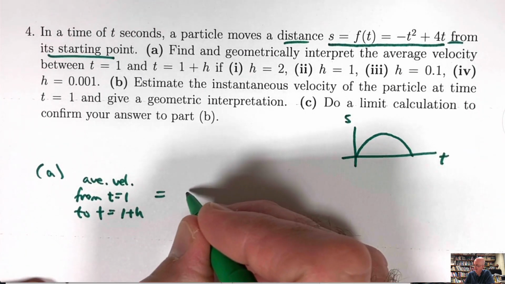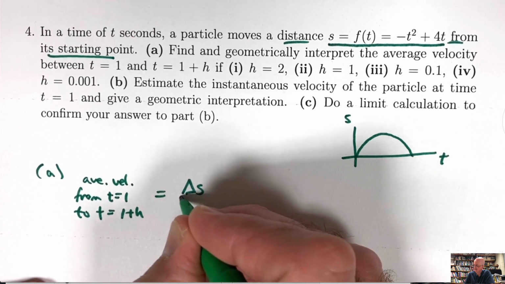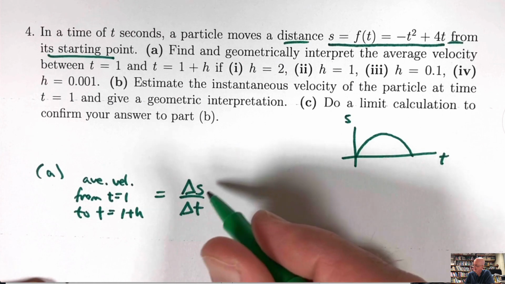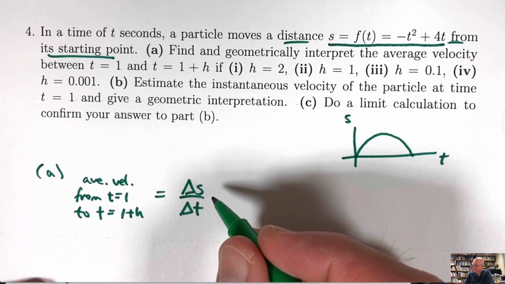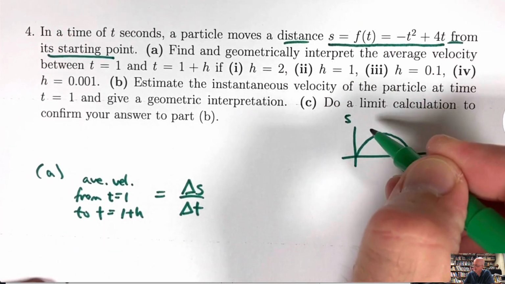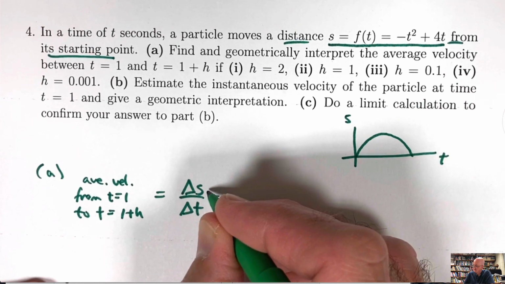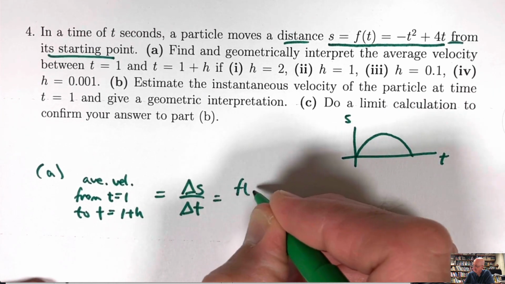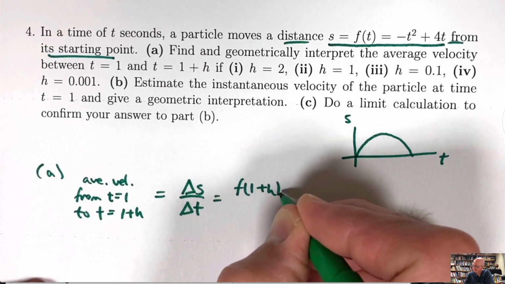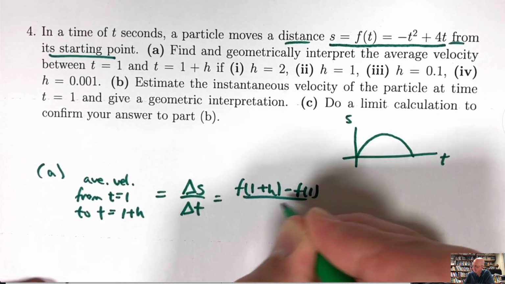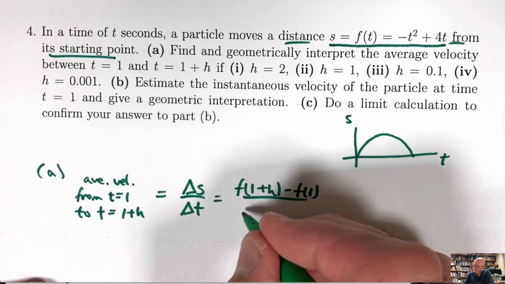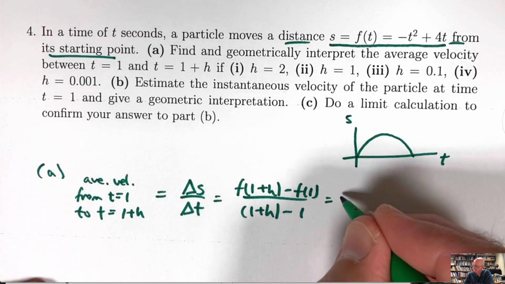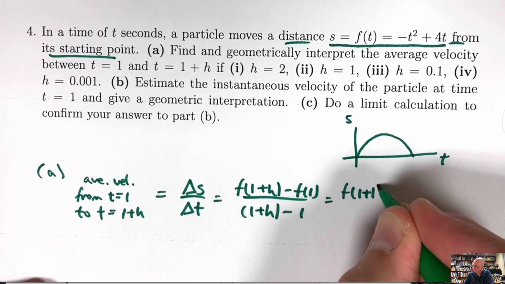Instead of delta y over delta t, you would write delta s over delta t. And so instead of delta d like we did in the last problem, s is the dependent variable. This is change in position divided by change in time. This is f of 1 plus h minus f of 1 divided by 1 plus h minus 1. The bottom simplifies. The 1's cancel.